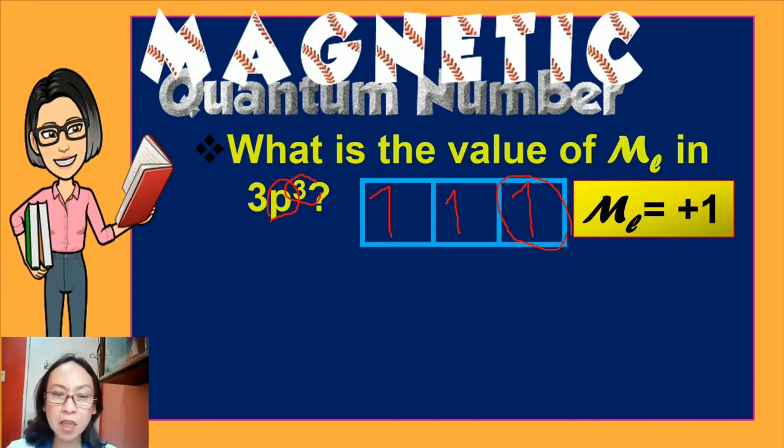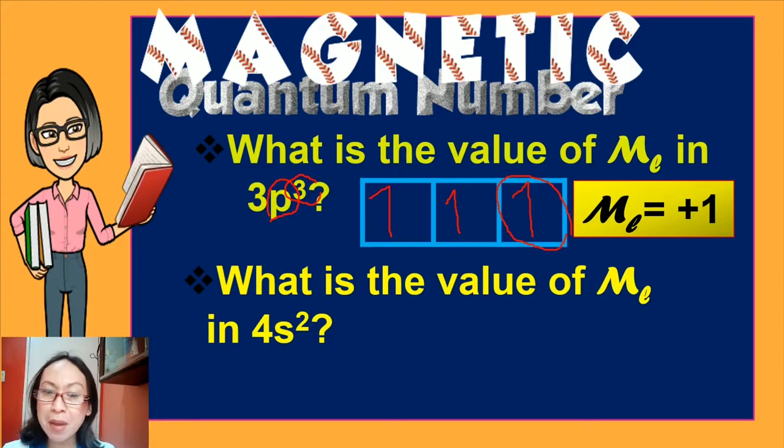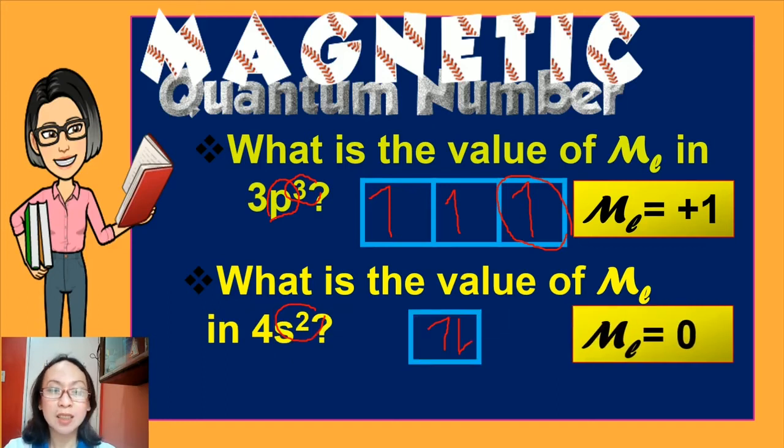Okay, let's proceed to the second one. What is the value of the magnetic quantum number in 4s2? How many orbitals for 4s2? S? How many? 1. So, distribute po natin yung dalawang electrons. 1. Since isa lang siya, mag-arrow down na ako. 2. So, what is the value of our magnetic quantum number? That is equal to 0. Okay. Sana po clear sa atin ng maigi ang magnetic quantum number.